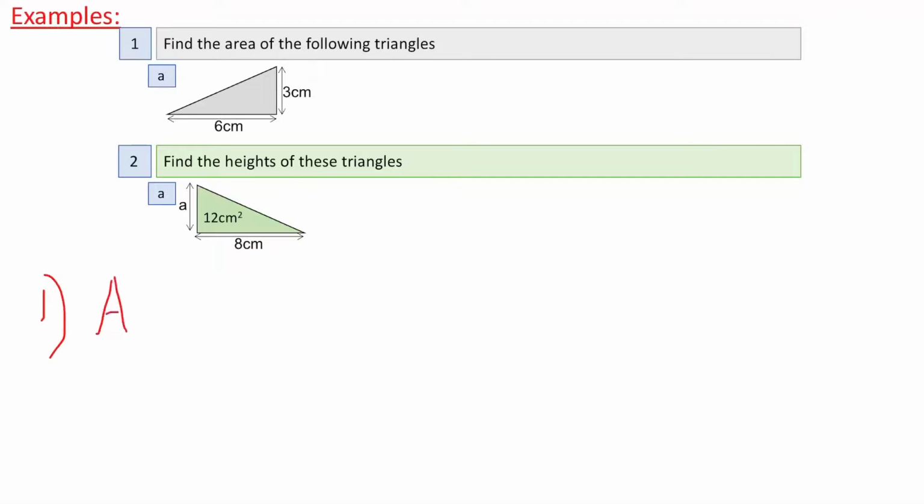Area is equal to base times height divided by 2. So we know the base is 6, we know the height is 3, and we are going to divide that by 2.